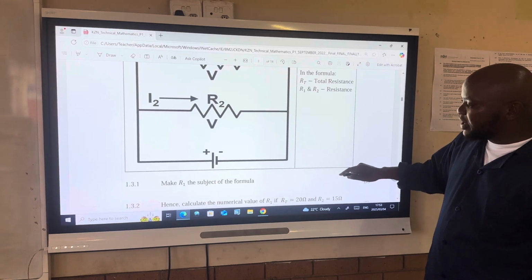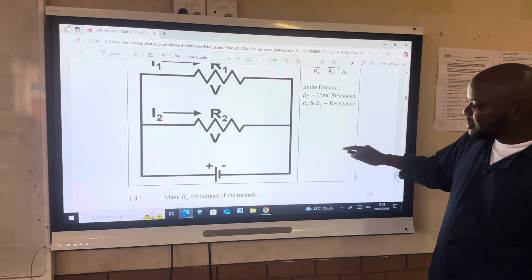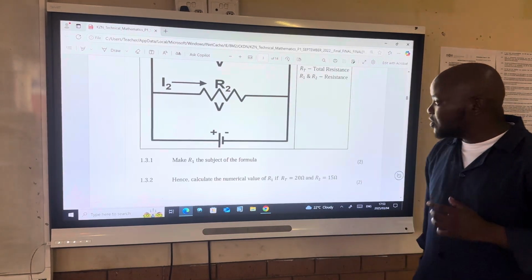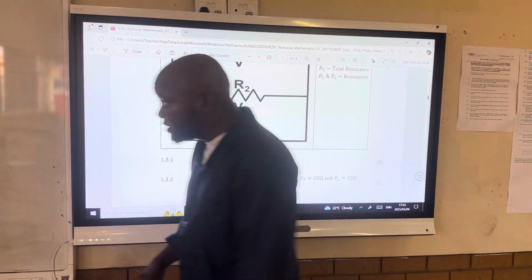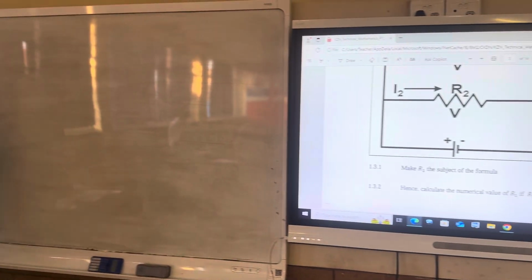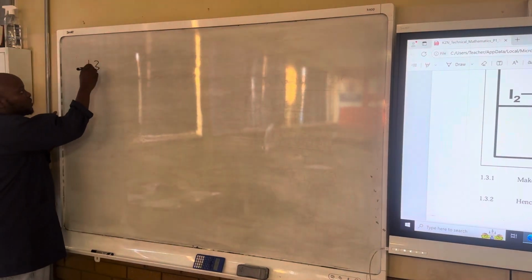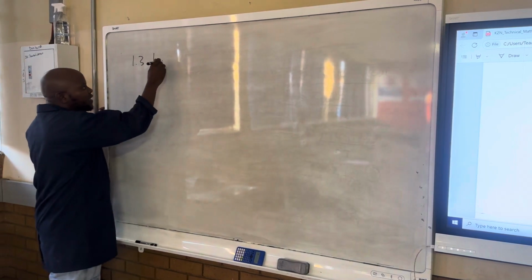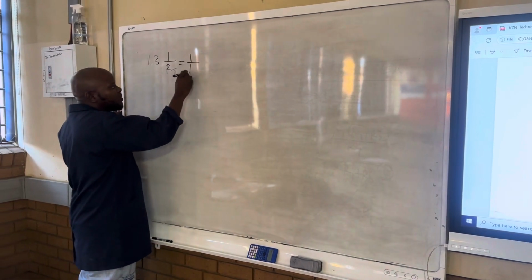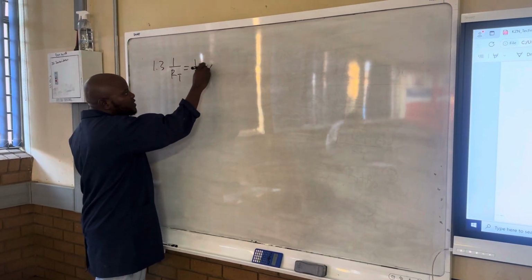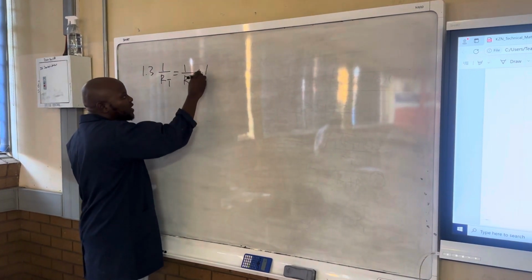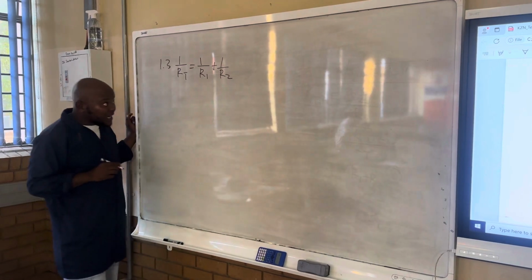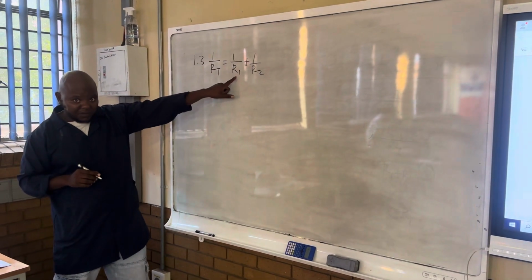They say make R1 the subject of the formula. So we're given the formula for 1.3: 1 divided by R total is equal to 1 divided by R1 plus 1 divided by R2. We will try to make R1 the subject of the formula.